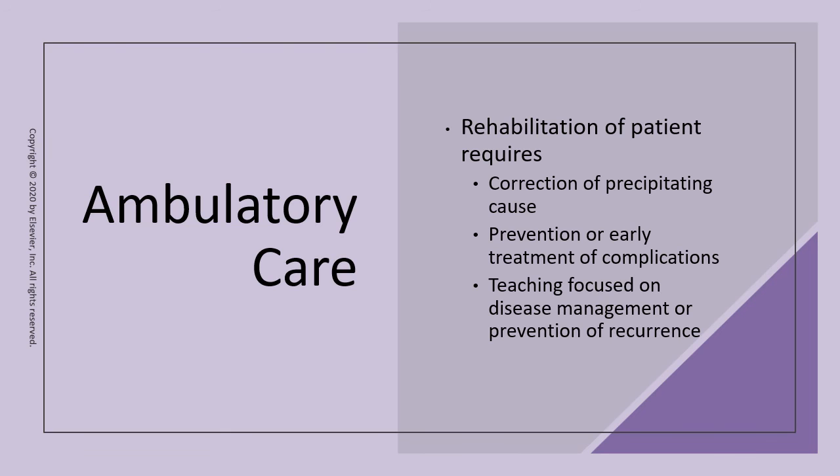Rehabilitation of the patient who had a critical illness requires first, correction of the precipitating cause, second, prevention or early treatment of complications, and third, teaching focused on disease management or prevention of recurrence based on the initial cause of the shock. Continue to monitor the patient for complications throughout the recovery period.